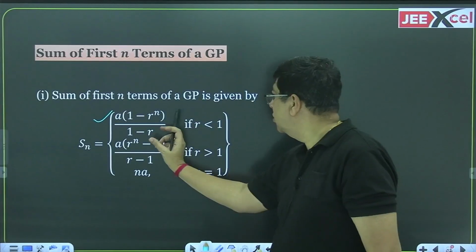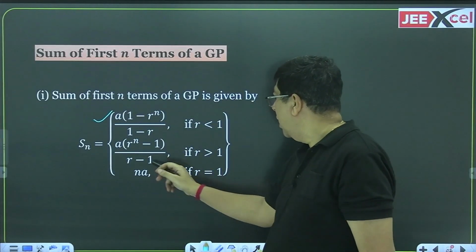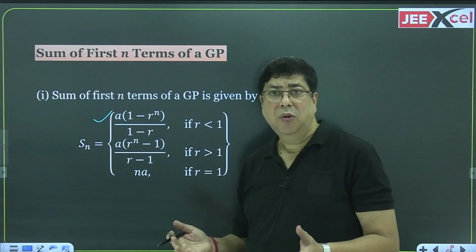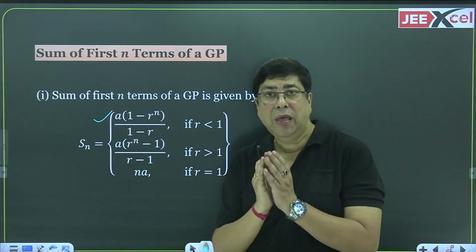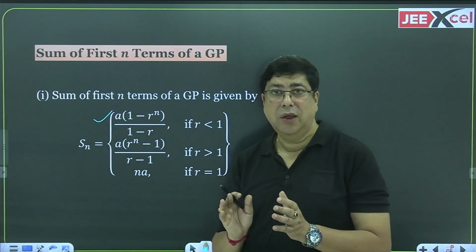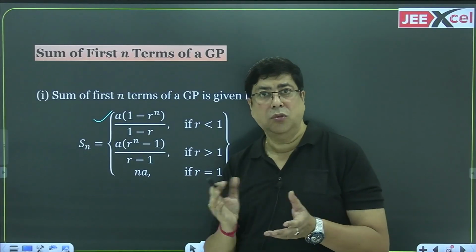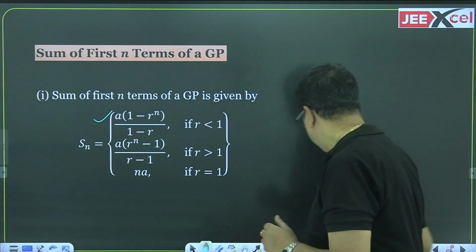Suppose r is greater than 1 or less than 1, it's the same. Just turn the formula around a little and the sign will change. It doesn't matter. So just remember one formula, it will be easier for you. And for less than 1 or greater than 1, adjust it a little. Okay.